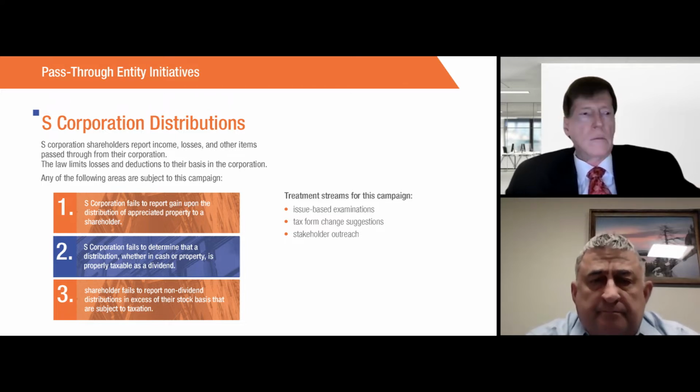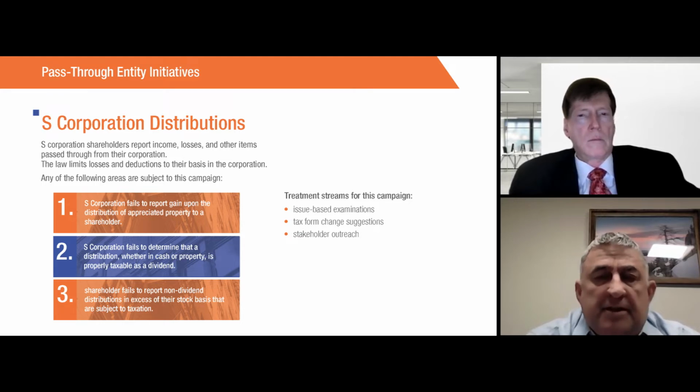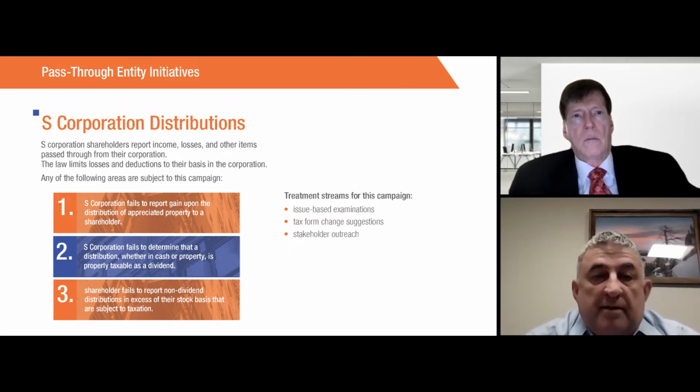So what in particular are they looking at? The IRS is looking at instances where an S corporation fails to report gain upon a distribution of appreciated property to a shareholder. An S corporation might fail to determine that a distribution is actually a dividend, and instances where shareholders fail to report non-dividend distributions in excess of their stock basis. So let's talk about those a little bit.